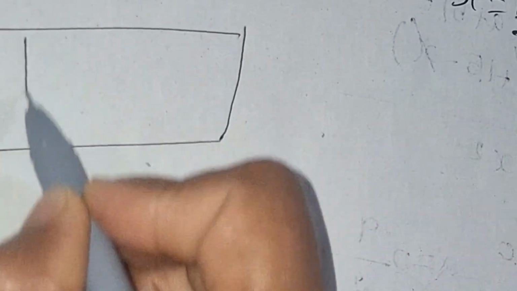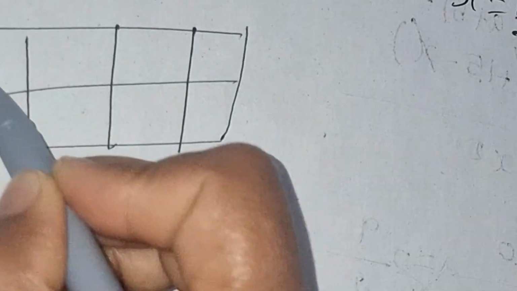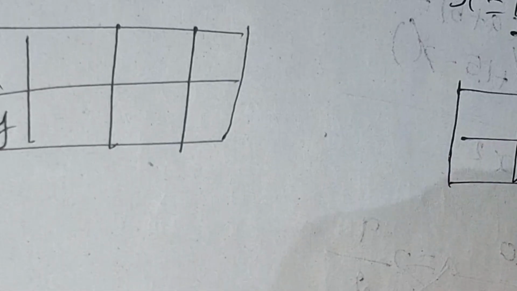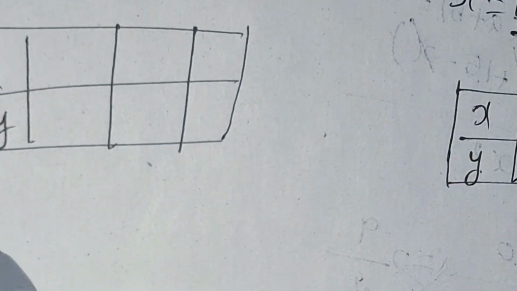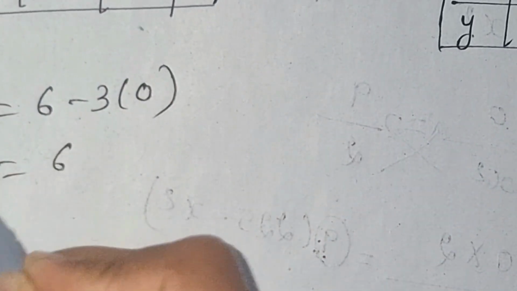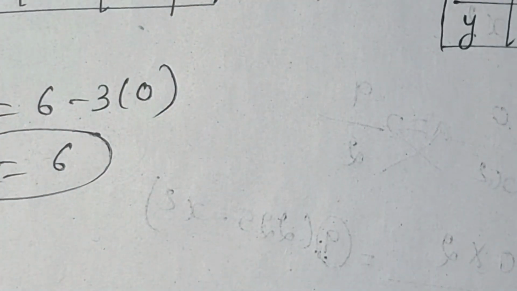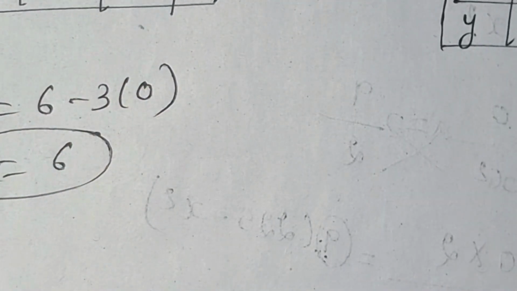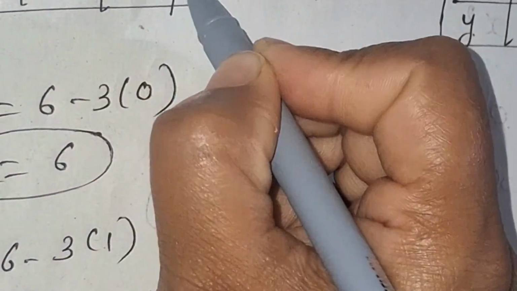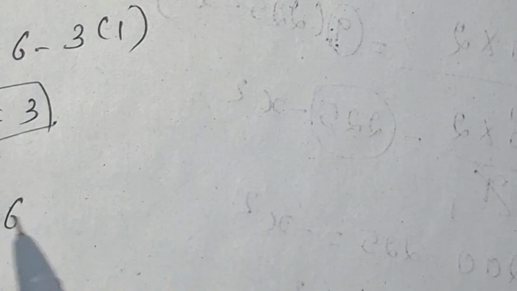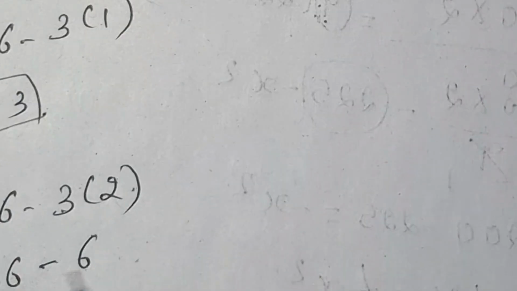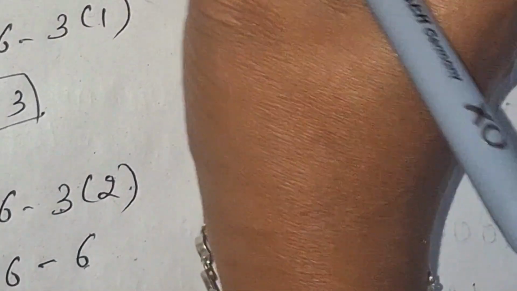Then we have to draw one box and 3 columns. We must try for 3 points. So the second equation also, write in a box with x and y. Then put values for y and find out x. x equal to 6 minus 3 equal to 0. x equal to 6 when y equal to 0. Then y equal to 1: x equal to 6 minus 3 into 1, 3 ones are 3, 6 minus 3 is 3. Then y equal to 2: 6 minus 3 into 2, 3 twos are 6, 6 minus 6 is 0. So x becomes 0 when y equal to 2.